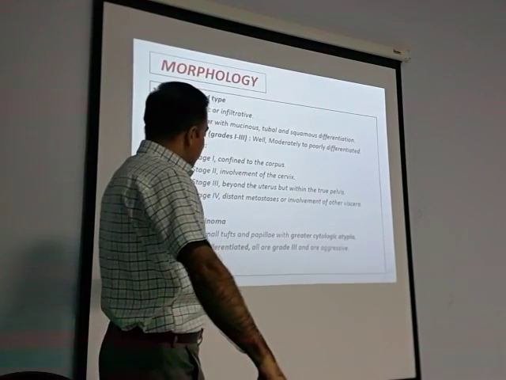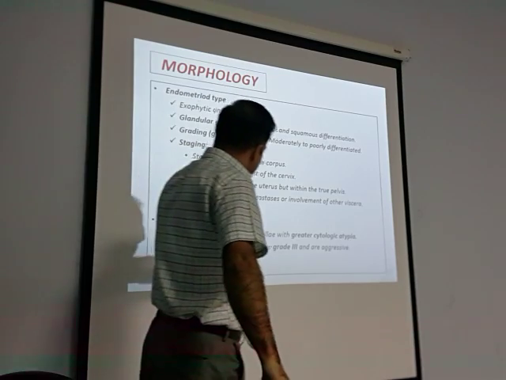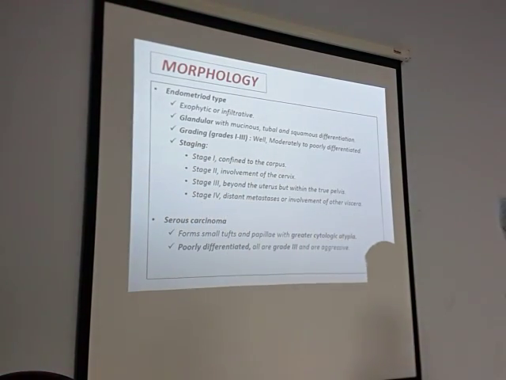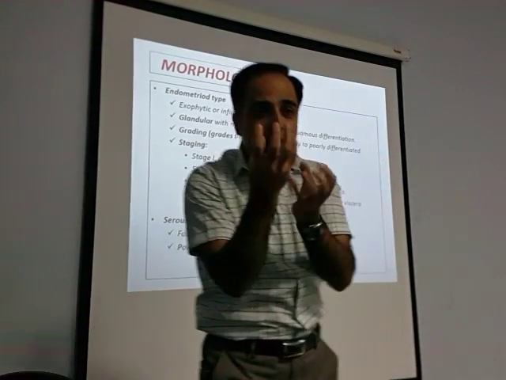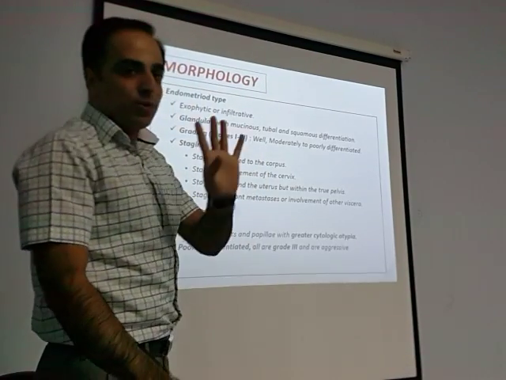Serous carcinoma is again poorly differentiated. All are grade 3. And you will find tufts and papillae with more cytological atypia. Tufts like this, glomerular tuft, like a flower. Papillae, you know.